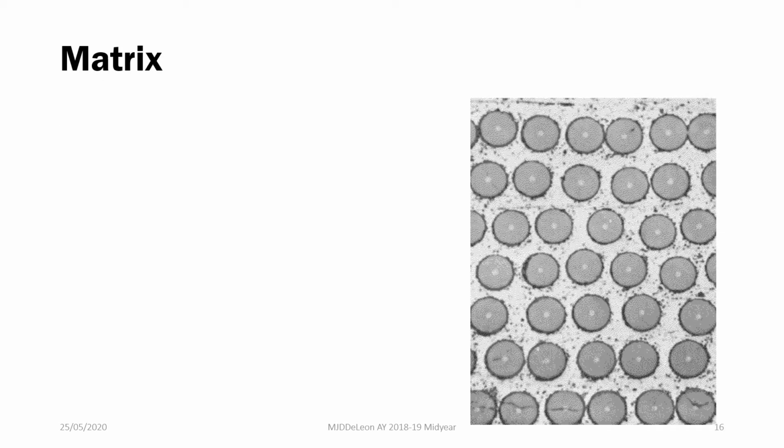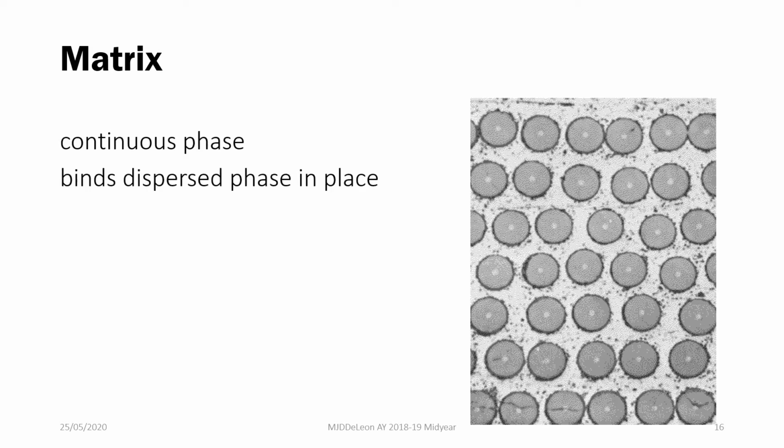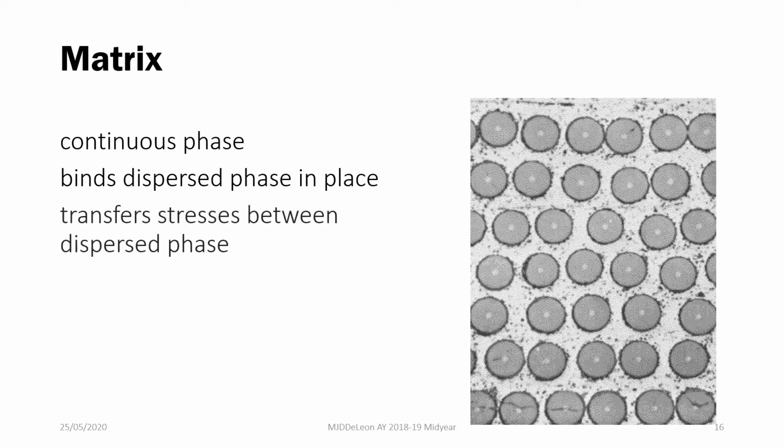Let's look at the different phases of our composite. First, you have your matrix phase. The matrix phase is also called your bulk or continuous phase. Since it is continuous, this binds the dispersed phases in place. And due to this binding, it transfers the stresses between your dispersed phases, para equal yung distribution between our reinforcement.